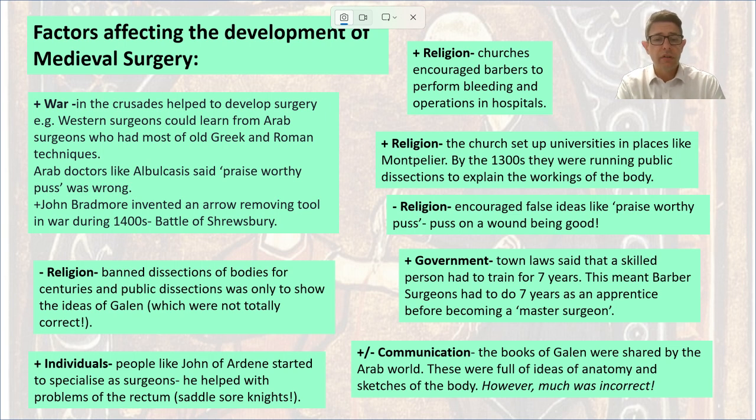Individuals, obviously, we've got John of Ardenne specialising in surgery, so that's quite a good one. And communications, a bit of a positive and a negative. Obviously, the books of Galen were shared from the Arab world. It gave lots of correct things, but also some incorrect things. And finally, obviously, the government had town laws that suggested that you, as a member of the guild, had to have 7 years training.